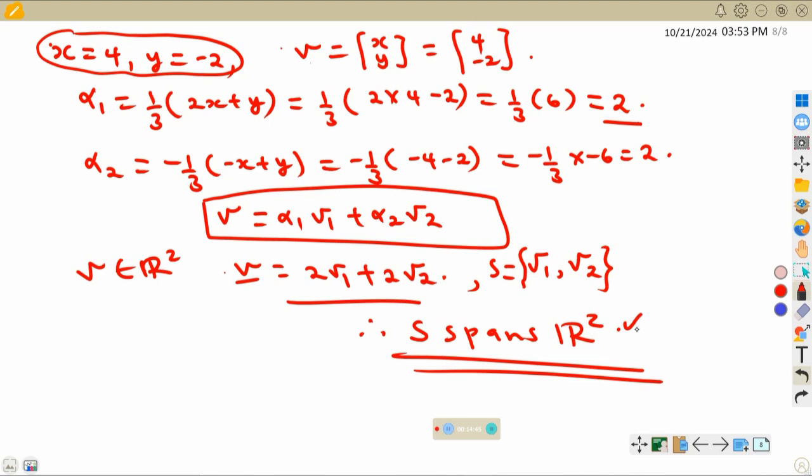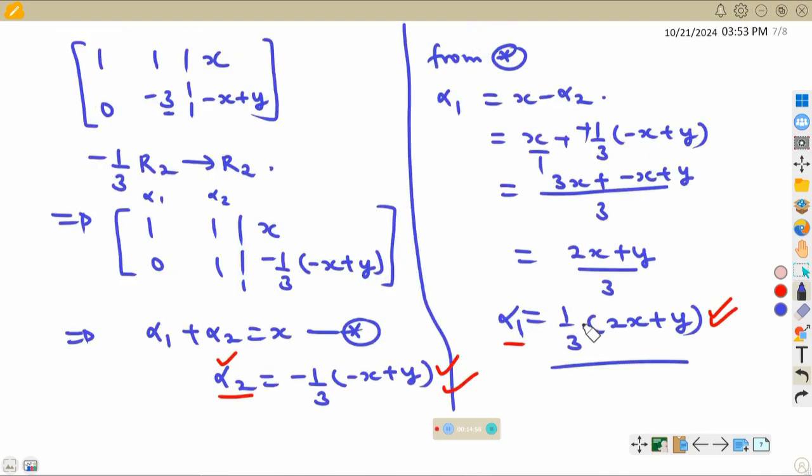Okay, I hope that one is very clear. So what was your interest? Your interest is to show that alpha 2 and alpha 1 exist. And if they exist and they have got a solution, you should be able to conclude. So what will be our conclusion based on this?